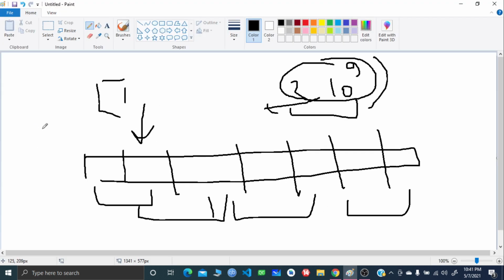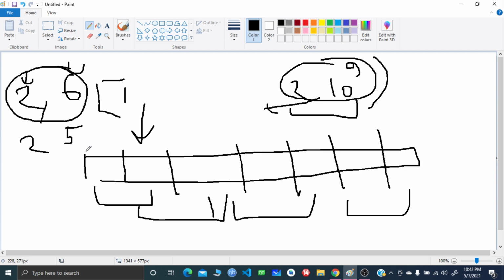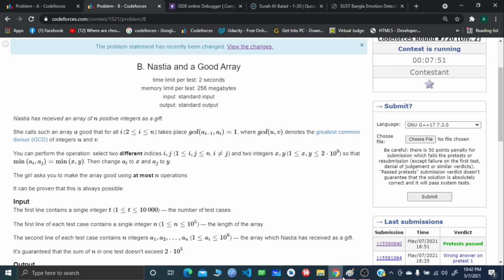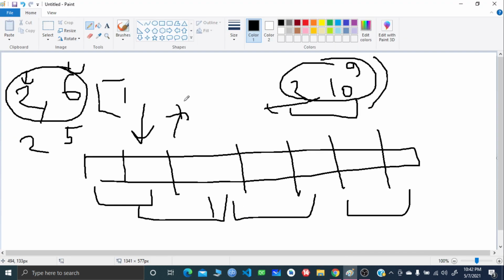Let's take an example too. Let's say I want to change the value of index 2 and index 6, and let's assume the values are 2 and 5. Although they have stated that I can choose x and y independently, by allowing this condition I can only choose freely one value, and that value is definitely going to be a prime number, and the other value should be the minimum out of these two.